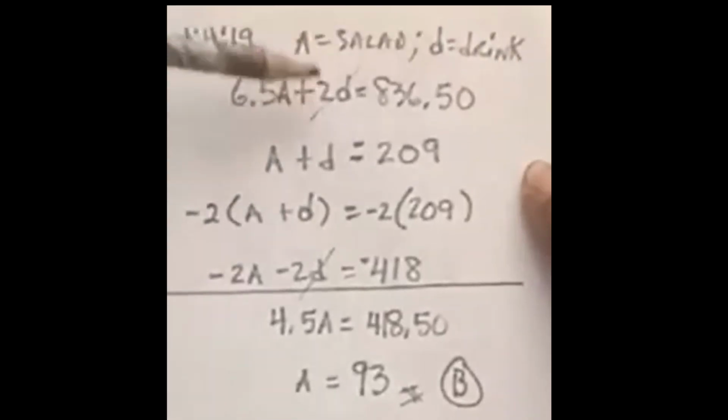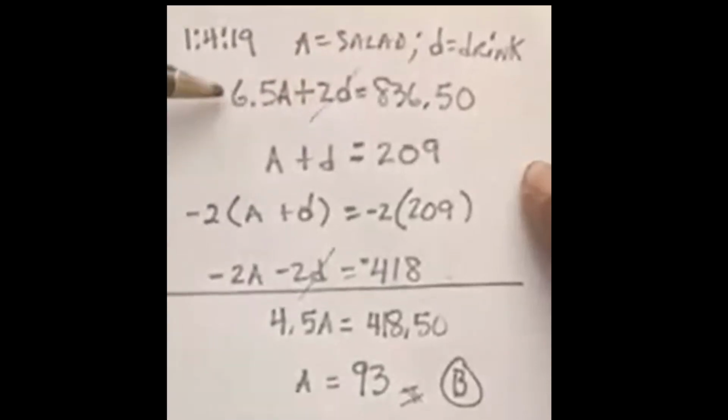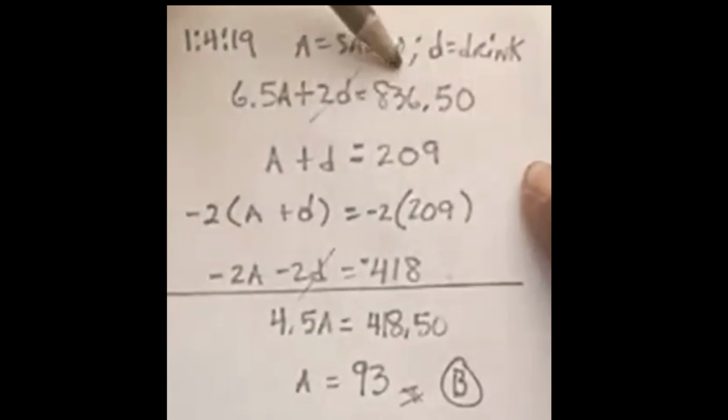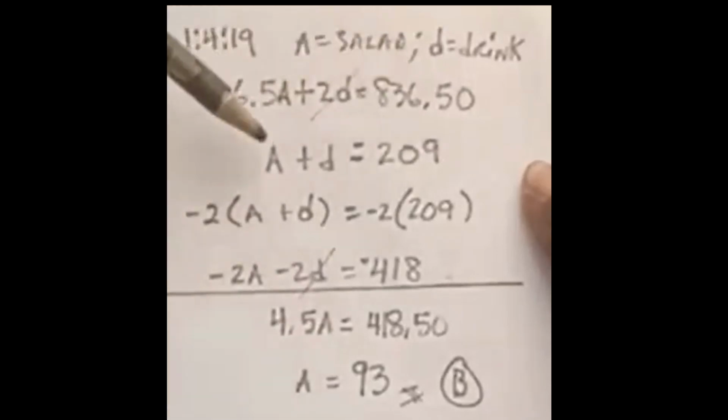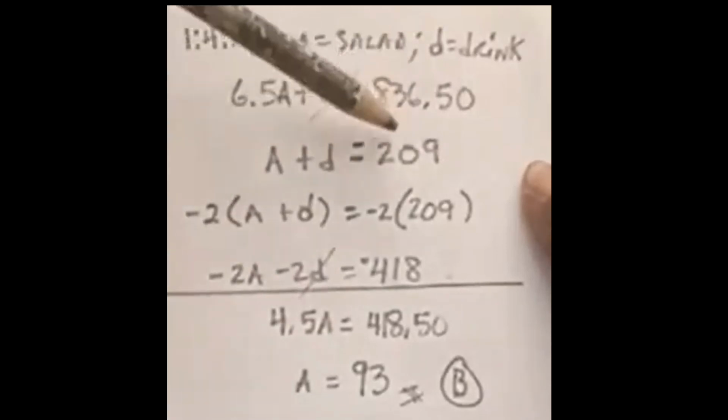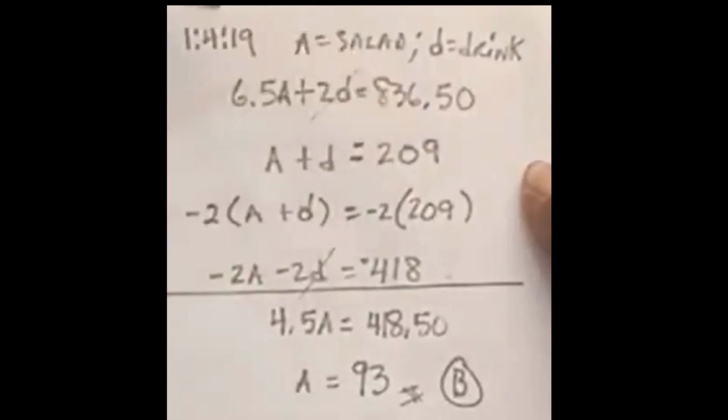And I used a small d for drink because the big D looks too close to a 0. So this is my system of equations that I set up. $6.50 for a salad, $2 for a drink. The total amount spent was $836.50. The total number of salads plus drinks came to 209. So that gave you your system of equations.